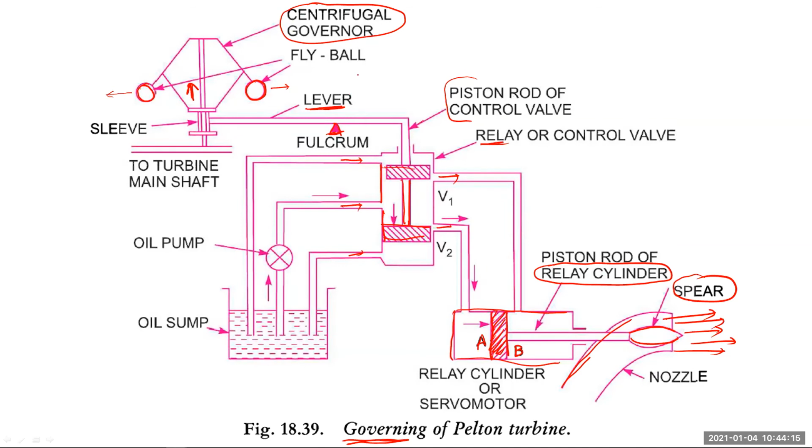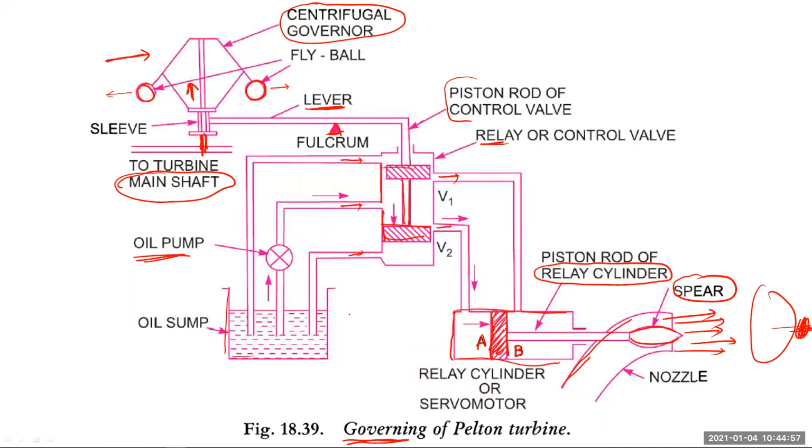So now let's see the theory. The shaft of this governor is connected to the main shaft of your turbine. Here you have the turbine, it is connected to a shaft, and that shaft is going to the generator. So this governor is connected to your main shaft, which means its speed is the same as that of your turbine shaft output. Here you have one oil sump and an oil pump. So this is the construction of the governor of your turbine.